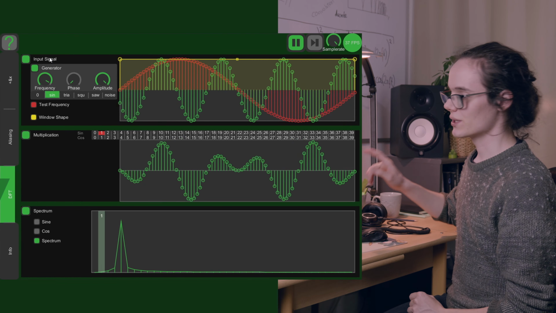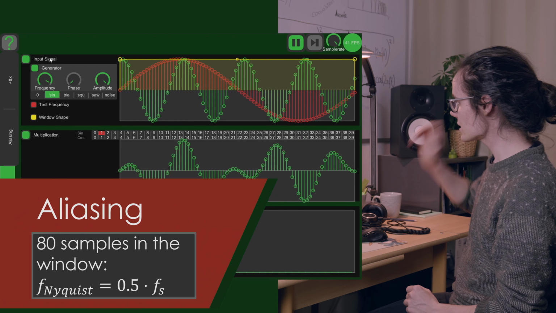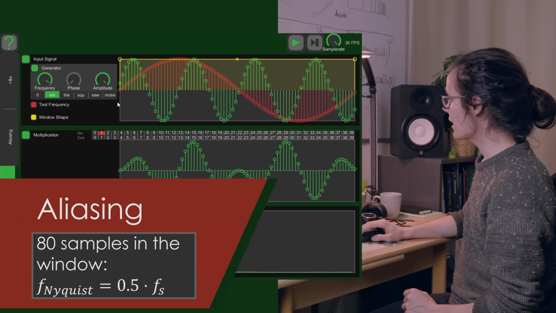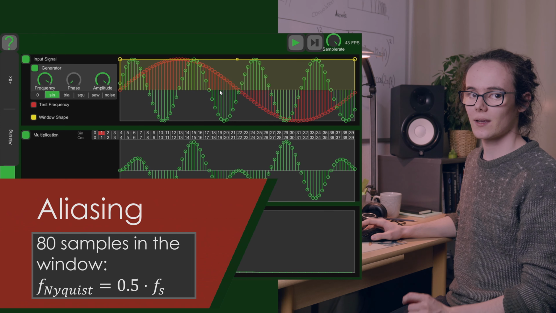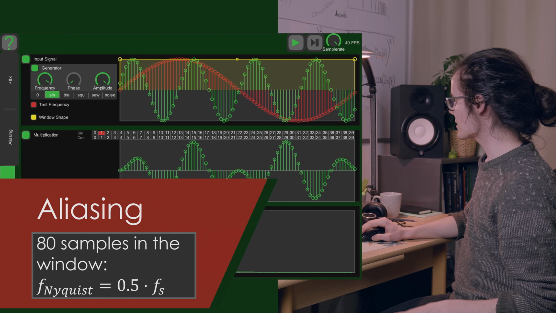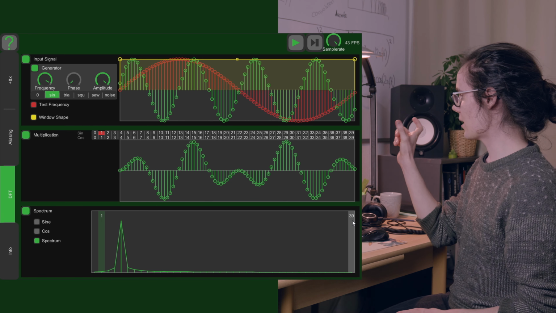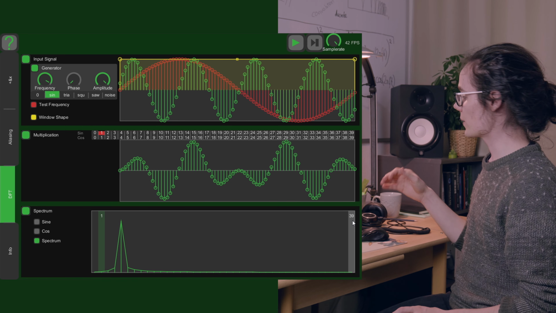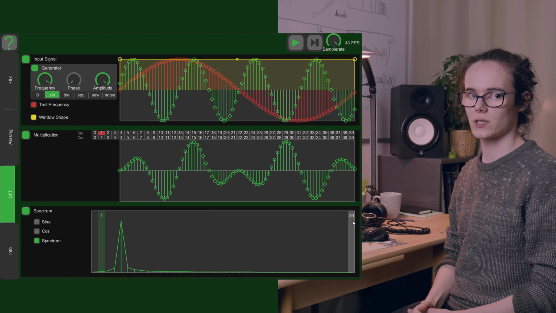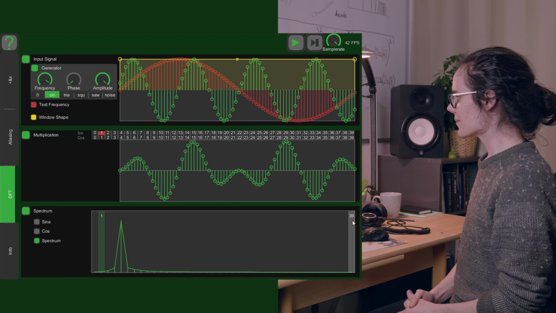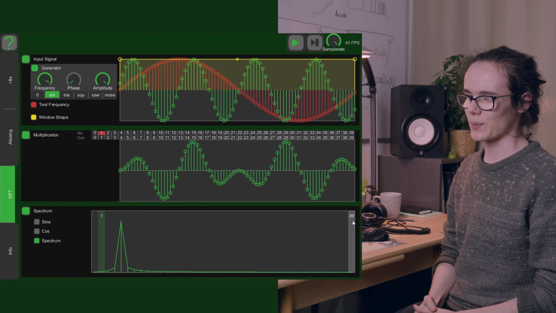Well, this is called aliasing. This happens because in this case we have a window that is filled with 80 samples, and we can only test up to half the amount of samples that we are looking at. So we can only test up to the frequency of 39 right here. That is interesting. But why does that happen? Aliasing, the Nyquist frequency, and why we are confined by this frequency range in which we can test a given signal will be the topic of the next episode.